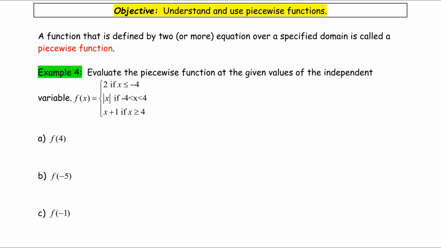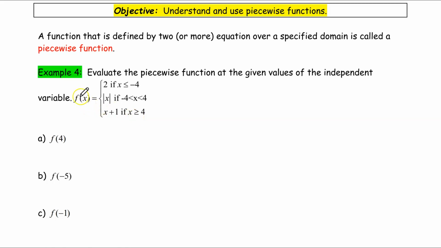For the lesson here, we will understand and use piecewise functions. A function that is defined by two or more equations over a specified domain is called a piecewise function. Such a function would look like this. This is an example of a piecewise function, and as you see here, this is defined by three equations over specified domains.